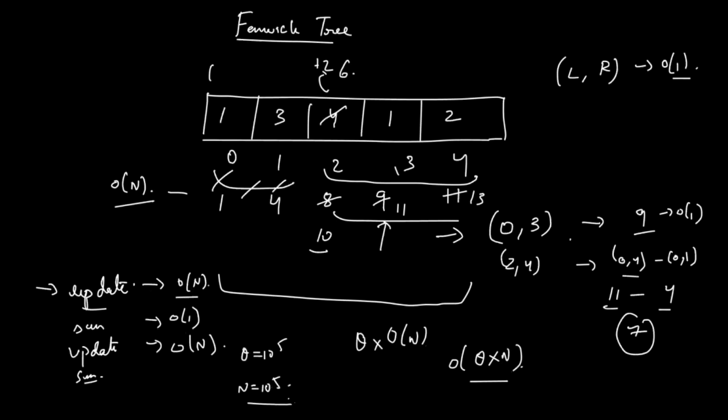A Fenwick tree allows you to do the update operation in log n and to find the sum in log n. Yes, it makes a bit of a compromise in finding the sum, but it is efficient, because if you have a lot of update operations, then Fenwick tree is really helpful. So let's see what the Fenwick tree looks like.